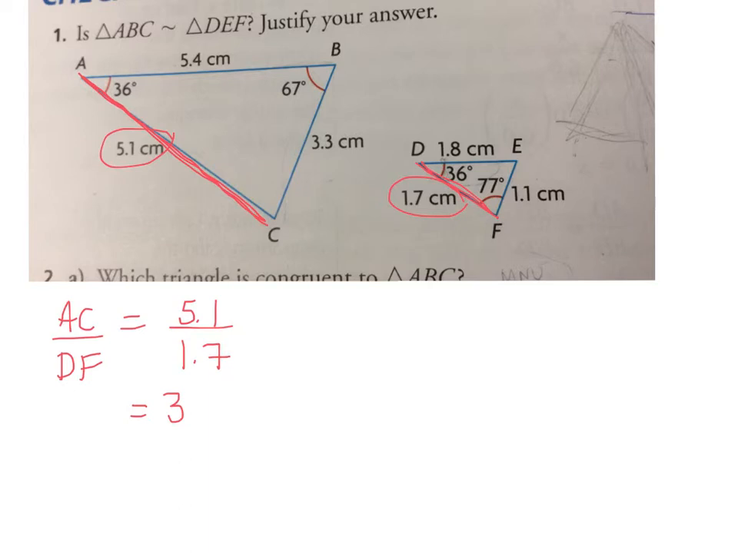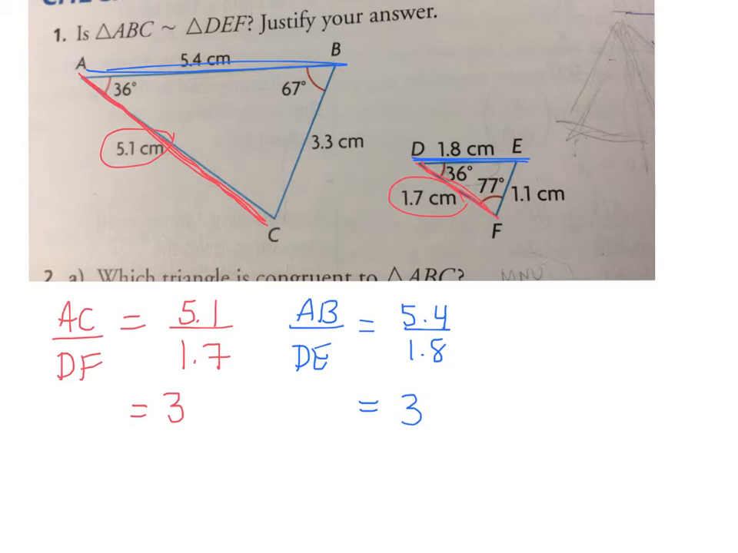Let's check the other ones. You have to prove it by finding every single ratio for the side length. So which one do you guys want to do next? Which side length? AB, okay. AB corresponds with, okay, so let's fill in the measures. We have 5.4 over 1.8. What is that equal to? 3. So far, we're finding that, are these similar, yes or no? Yes. Let's check the last side length, because just like the other example, it could be different.